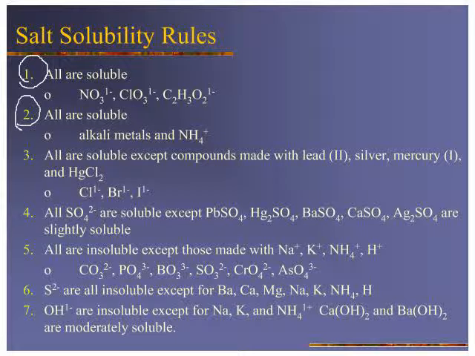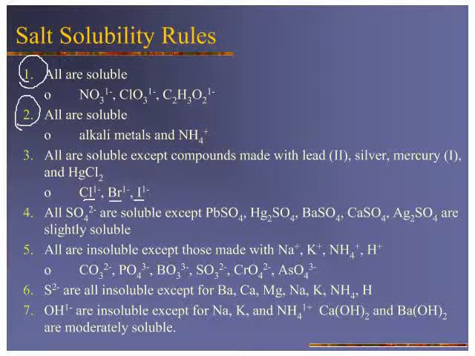Then you have some exceptions. Lead, silver, mercury 1 and mercury 2 are soluble unless they're with chlorine, bromine, and iodine. Sulfates are always soluble except for lead, mercury, you see silver down here, barium, calcium.